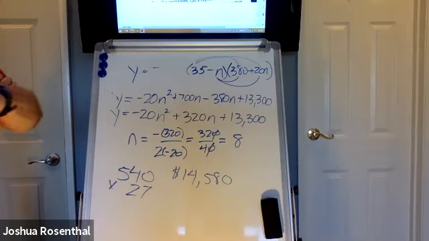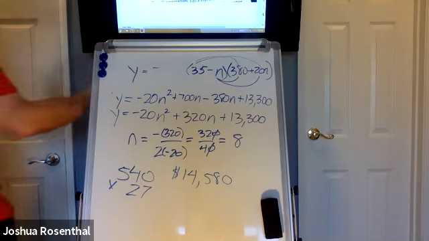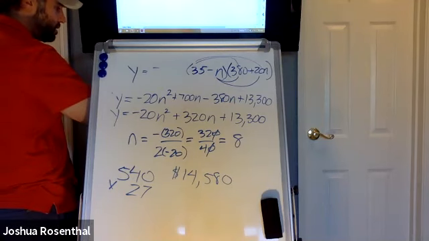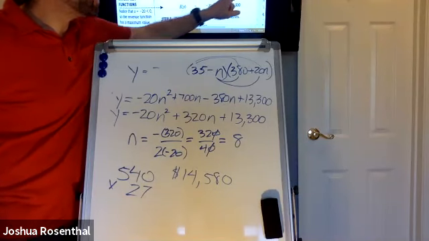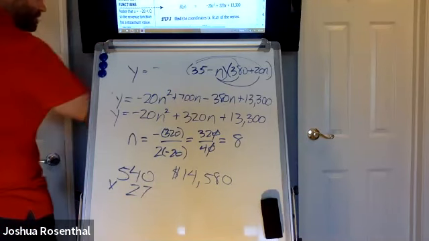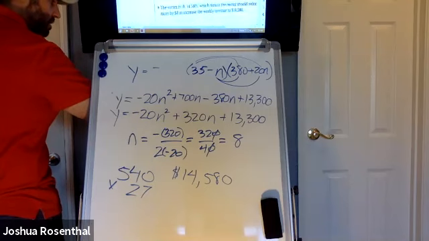Okay? Any questions about that? We're a little bit over time. Let's see what's on the next page. That's just the solution. And look, exactly what you had said. 35 minus x times 380 plus 20x. Okay? All right.